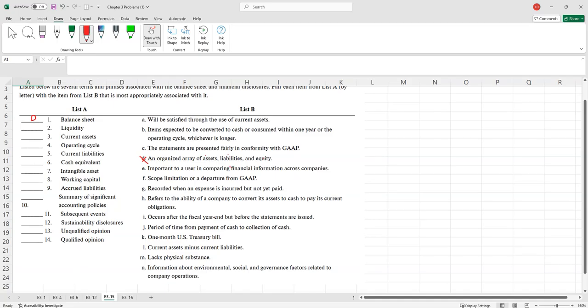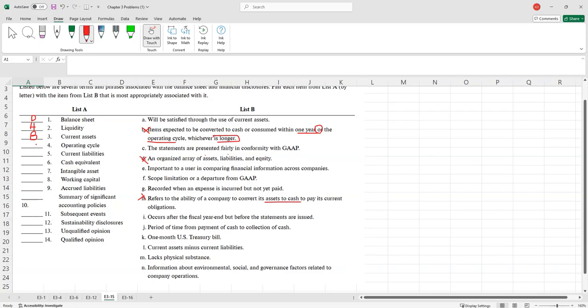That makes sense. How about 2, liquidity? That one is going to be H: the ability of the company to convert its assets to cash and to pay its current obligations. Liquidity means how quickly we can turn something into cash. How about 3, current assets? This one is going to be B: items expected to be converted to cash or consumed within 1 year or the operating cycle, whichever is longer. So we have that test that we looked at.